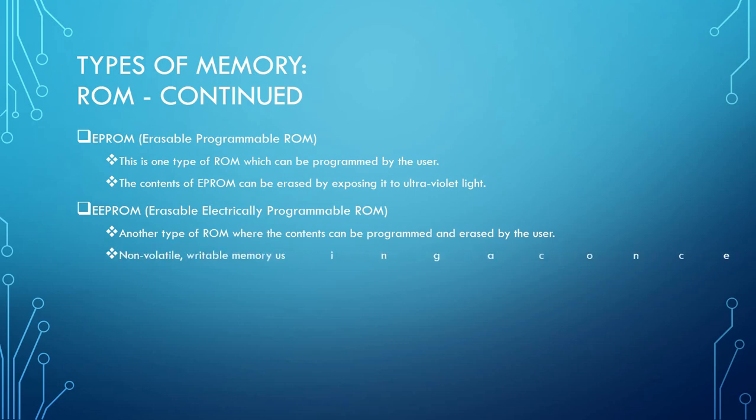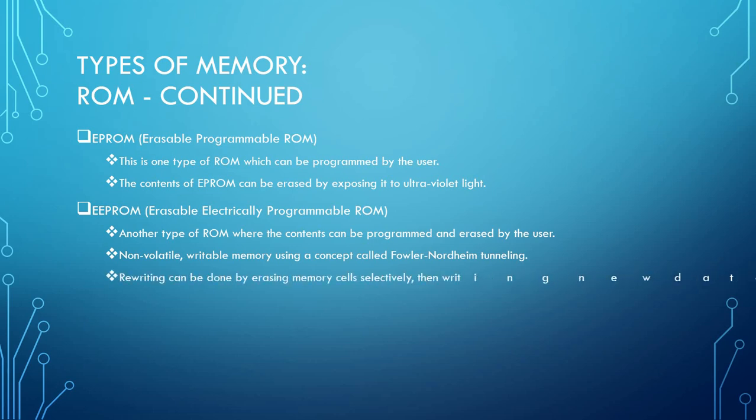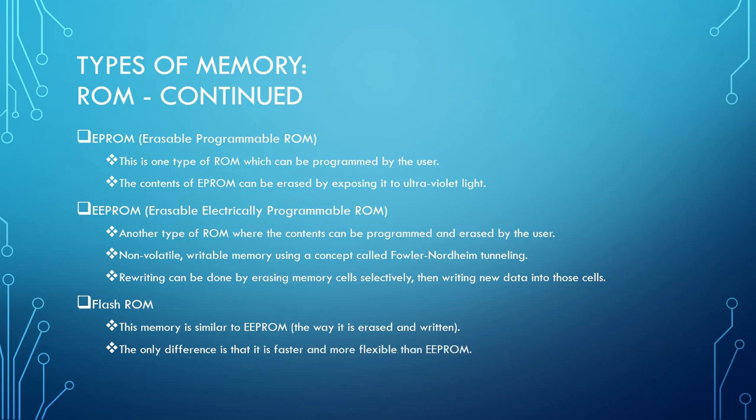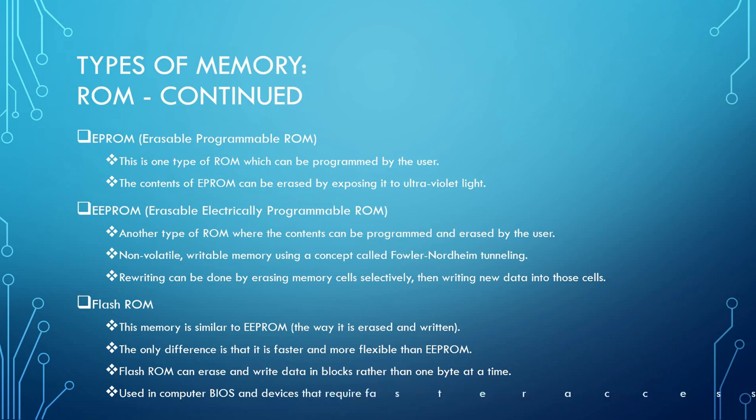It is non-volatile, writable memory using a concept called Fowler-Nordheim tunneling. Rewriting can be done by erasing memory cells selectively, then writing new data into those cells. Flash ROM. This memory is similar to EEPROM in the way it is erased and written. The only difference is that it is faster and more flexible than EEPROM. Flash ROM can erase and write data in blocks rather than 1 byte at a time. Used in computer BIOS and devices that require faster access than a disk can offer, such as digital cameras.